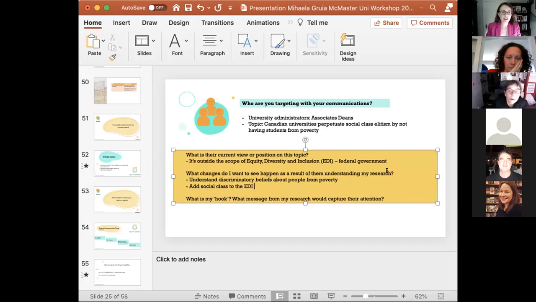Is this something that isn't within their ability or remit? Can they do this, or is it someone else above them? No, absolutely they can. No one's telling Canadian universities that they can't use an intersectional lens with their EDI. No one is, but it's just a choice they've made. So okay, that would be two big things. That would be great.